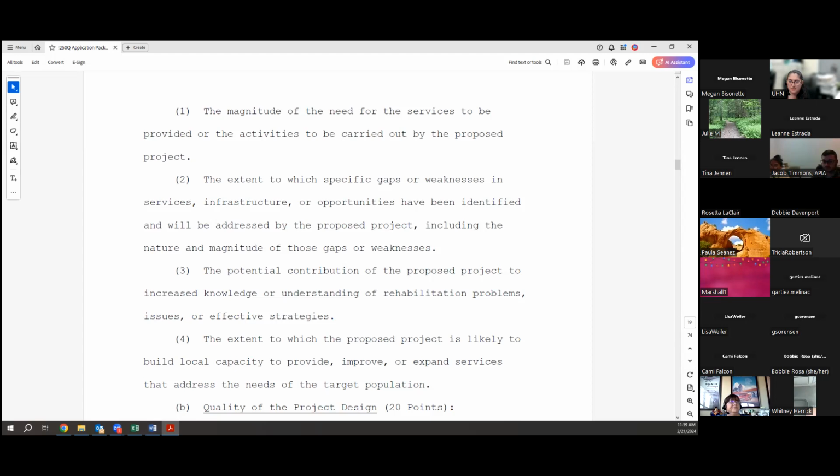Any other questions about the need and significance area? Okay, let's move on to quality of the project design.